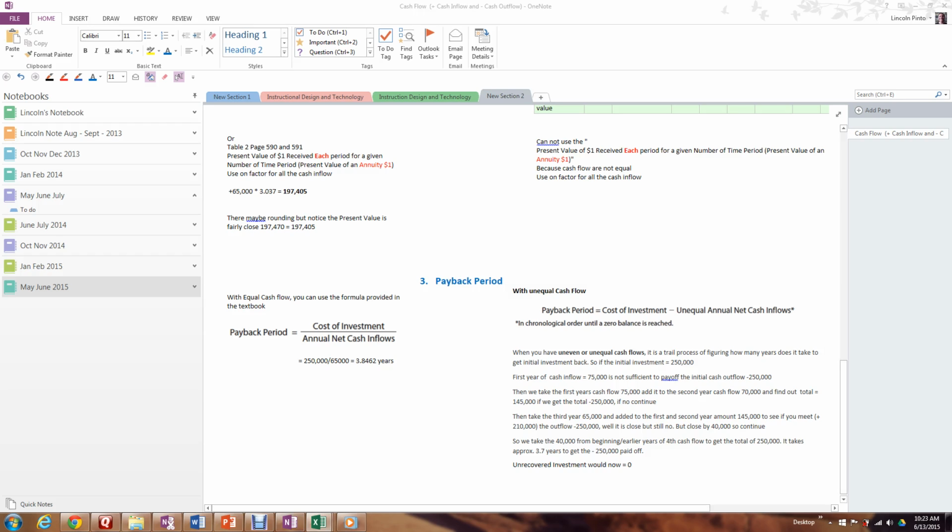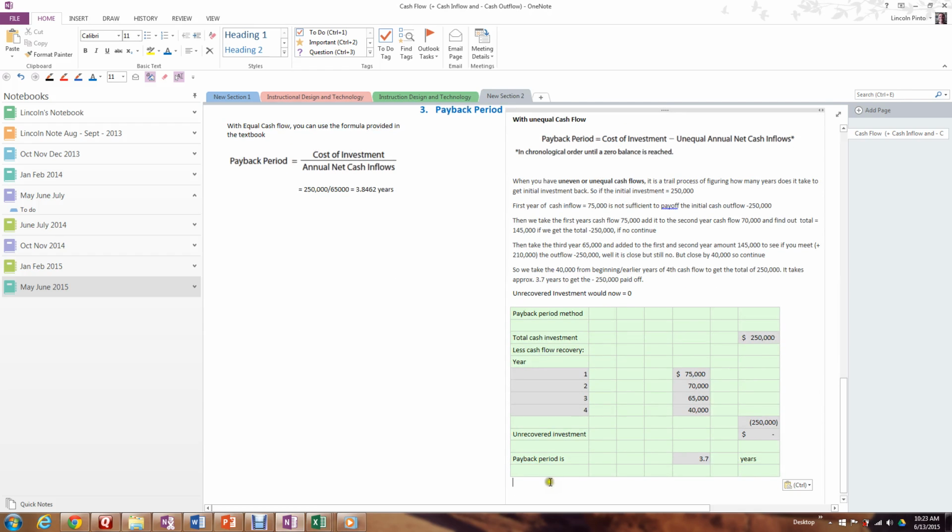So in your assignment, it should look something like this. I'll copy and paste it here so you can see what your eventual outcome should look like. So, your unrecovered investment should be left at 0, and this should be 3.75.